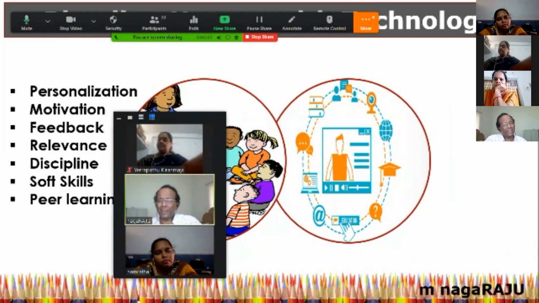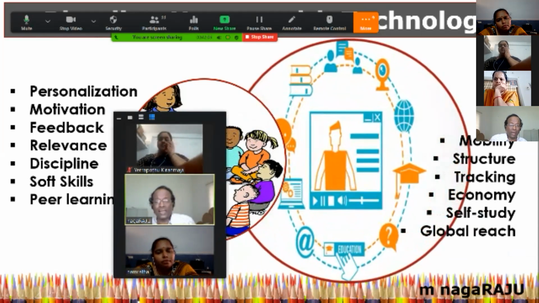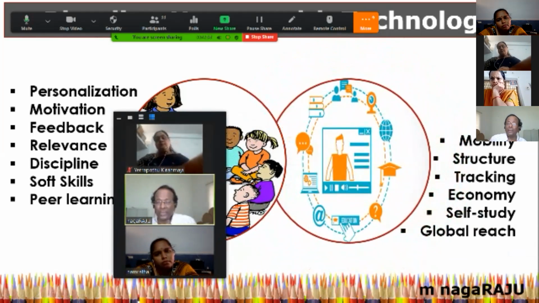Brick and mortar means the physical classroom, brick and mortar classroom. And on the other side, there is this online virtual classroom. Virtual classroom is online classroom. Online is a slightly wrong nomenclature, because online can be sometimes offline also, but it is virtual, not physical, right? So there is a lot of mobility, there is a beautiful structure there. You can track your students easily.